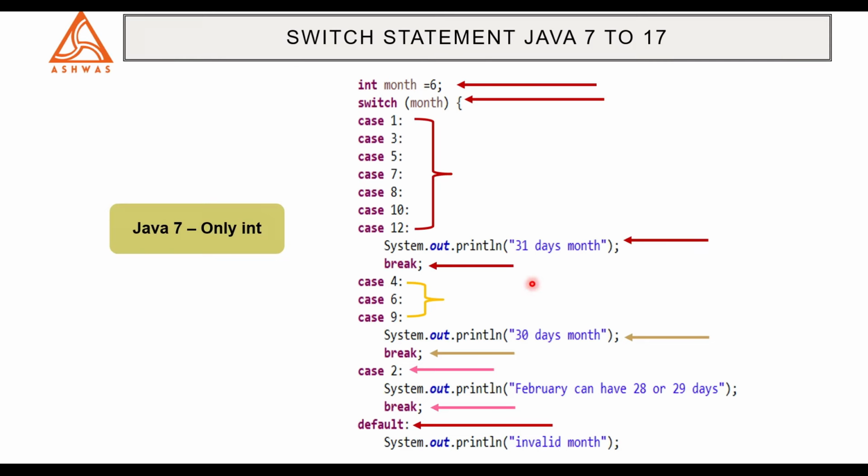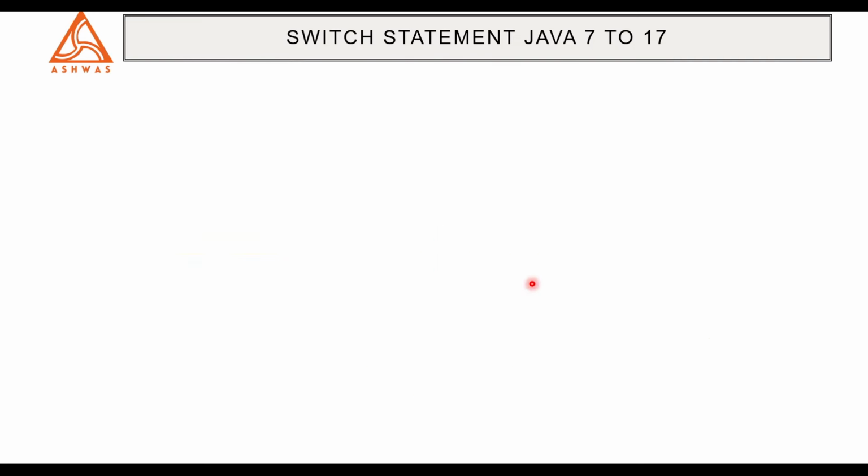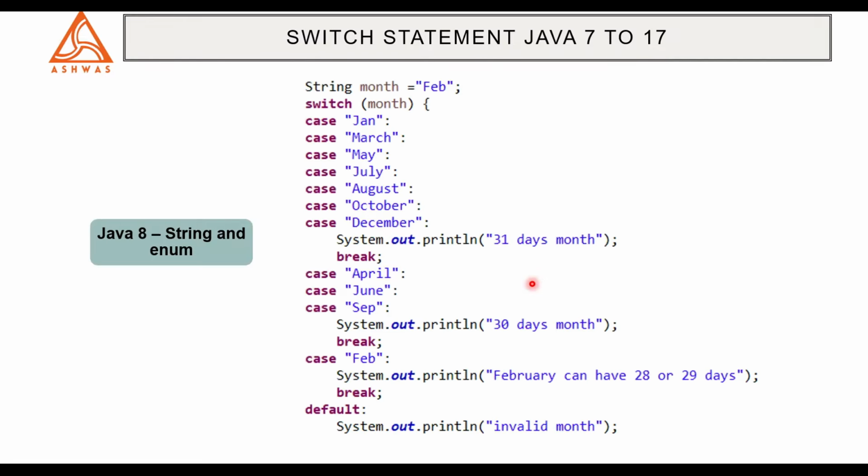This is how your traditional switch statement works even now if you pass an int value to it. In Java 7, it was only int values that you could pass. But from Java 8 onwards, we could legally pass string and enum values. Enum was introduced in Java 5 itself, but by Java 8, it got officially incorporated into the switch statement.